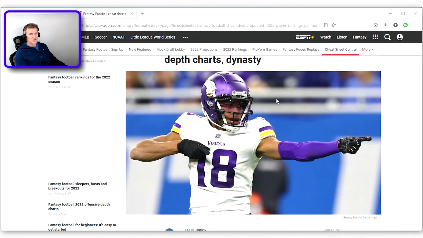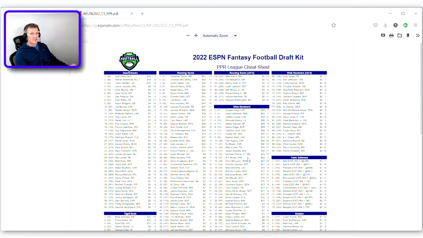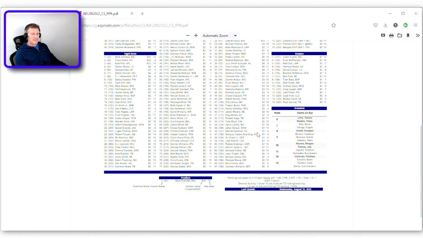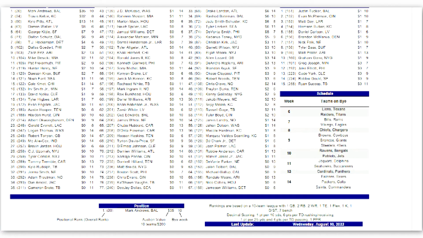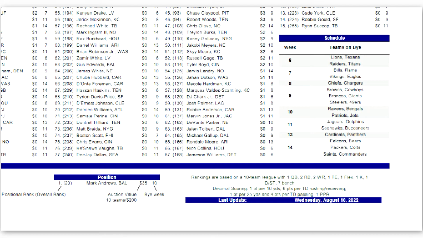And you can just scroll down here, and right at the top, they've got the PPR positional cheat sheet. And then you can download it. And there it is. And you got your quarterbacks, running backs, blah, blah, blah. And down here is a little explanation of what's going on here. So what is going on here?